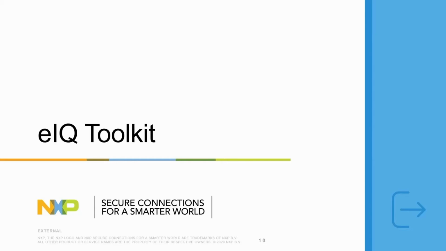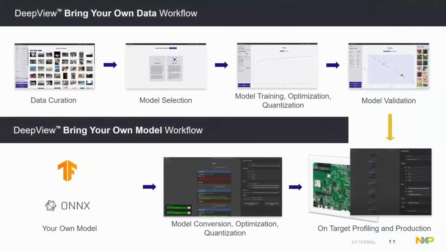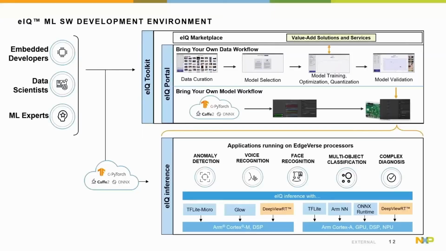But let's go dive into the eIQ Toolkit. This is a new piece of eIQ enablement that we're really excited about. We've seen a lot of customer interest in this. And the idea is that you can take one of two different paths, either bringing your own data, where you take images that you want to train on, and it walks you through step by step how to do that training. Or if you already have your model created, then there's a tool to do model conversion, optimization and quantization, and you can then target that for the different inference engines as part of eIQ.